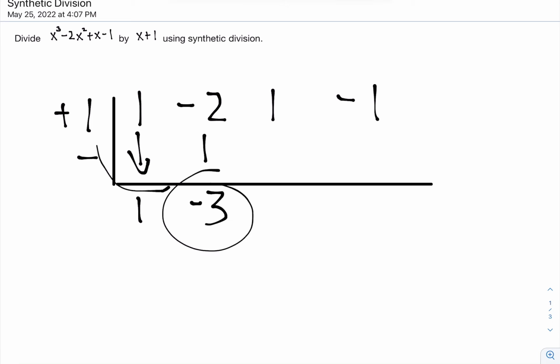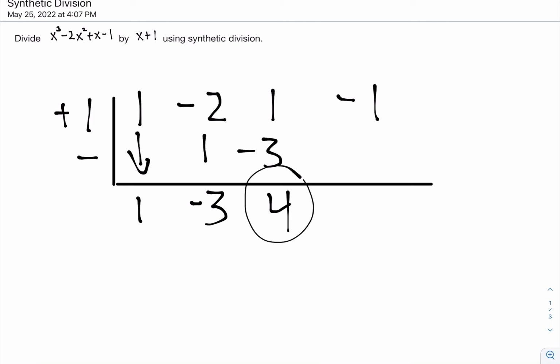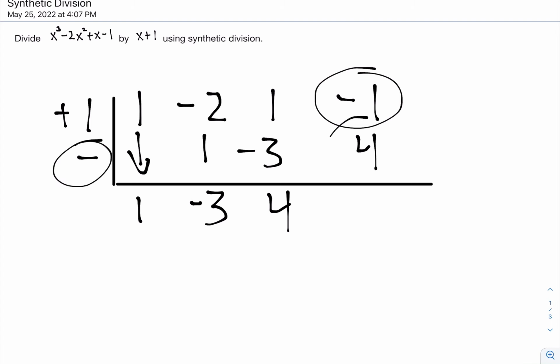Now we have this negative 3, right, times positive 1. That's going to be negative 3. Now we're going to have 1 minus negative 3. So remember, those become pluses if we're subtracting negatives. So we're going to have 1 plus 3. That's going to be 4. Okay, now we have our 4. We multiply it by our positive 1 there. So it's going to be 4 times positive 1, which is 4. And now we have negative 1 minus 4. So a negative minus a positive number, it's going to be negative 5.